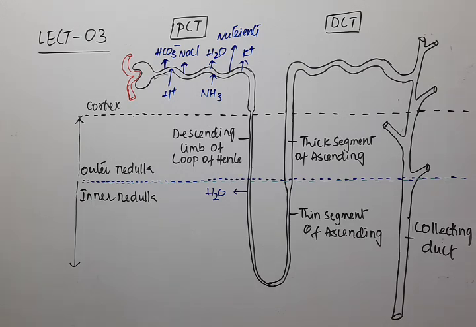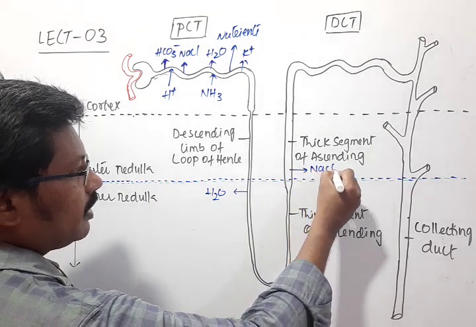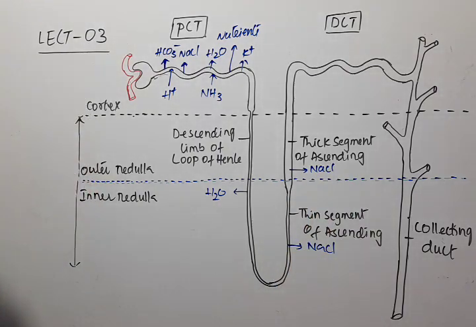And the ascending limb is permeable to electrolytes. So you can see the movement of sodium chloride into the interstitial fluid. If it is necessary for the body, they will be absorbed into the peritubular network, which is formed by the efferent arteriole. And then it returns back to the blood circulation.